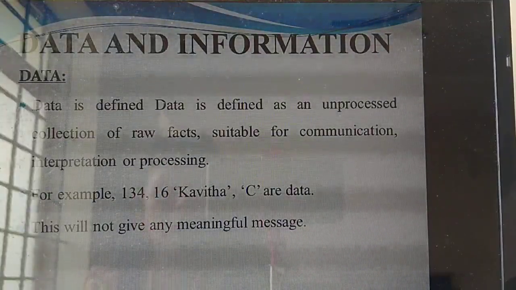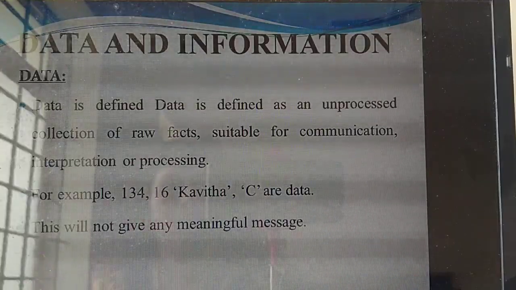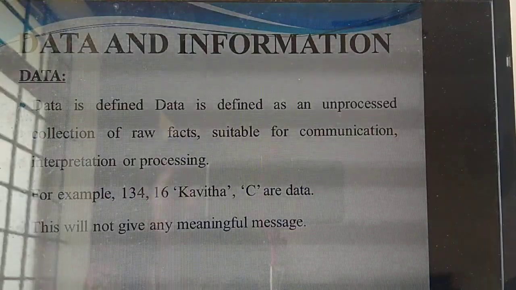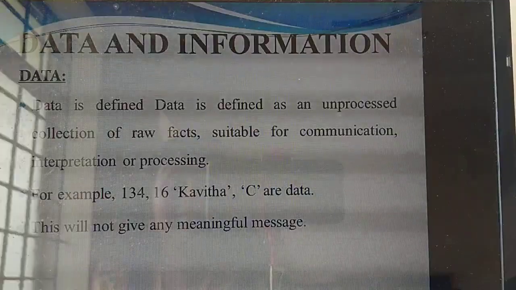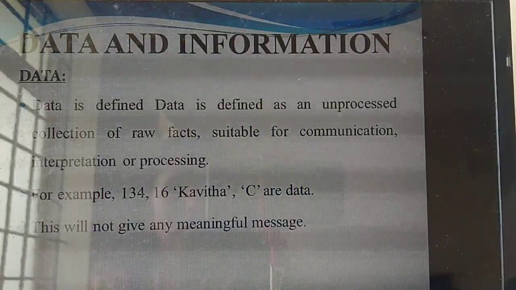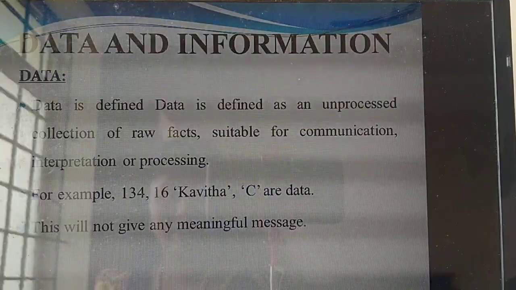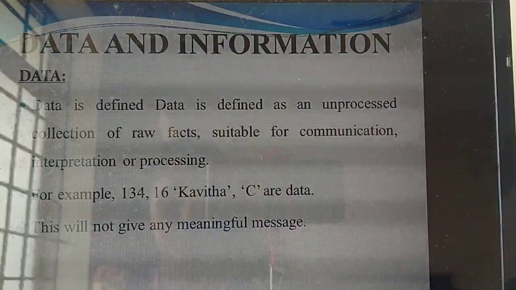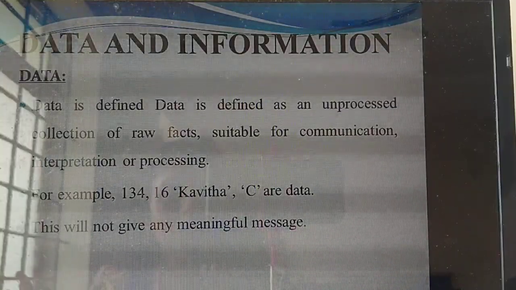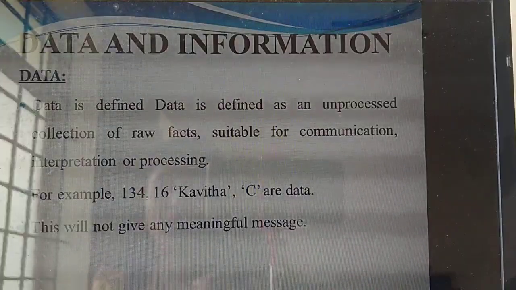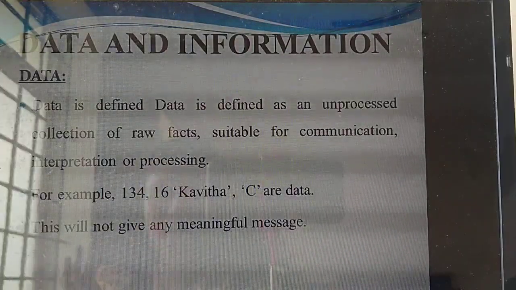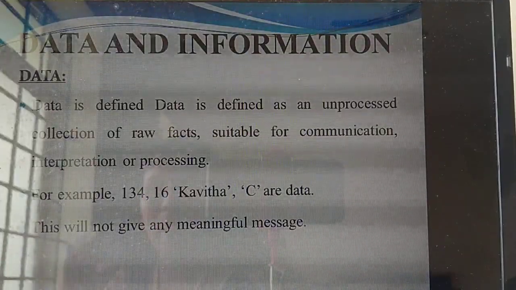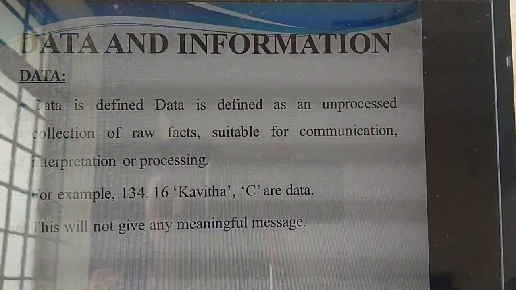So data is defined as the unprocessed collection of raw facts, suitable for communication. Communicating with whom? The computer. This will not give any meaningful message. Please read it and study now, then only you will understand. What do you mean by data? Data is defined as an unprocessed collection of facts suitable for communication. If they ask a 2 mark question, you need to write the definition of data and also an example. It will not give a meaningful message.